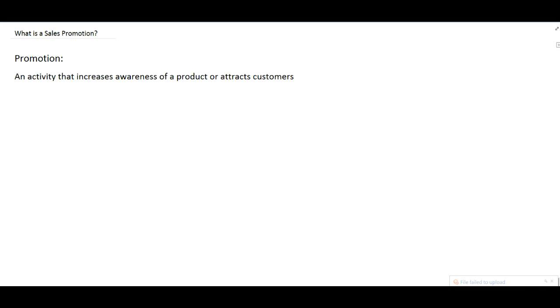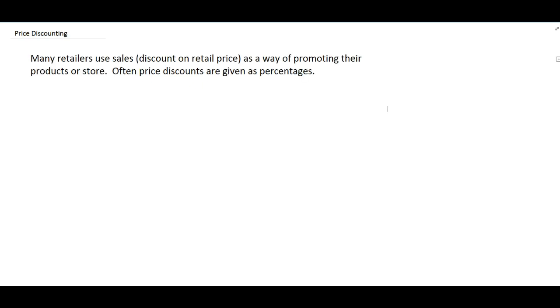A promotion or a sales promotion is any activity that increases the awareness of a product or attracts customers. And so in particular, a sales promotion involves discount pricing or price discounting. Many retailers use sales, so a discount on the retail price, as a way of promoting their products or store. And generally, or not always, but generally price discounts are given as a percentage. And so we've been working with percentages, and we're going to continue that by looking at discounts.